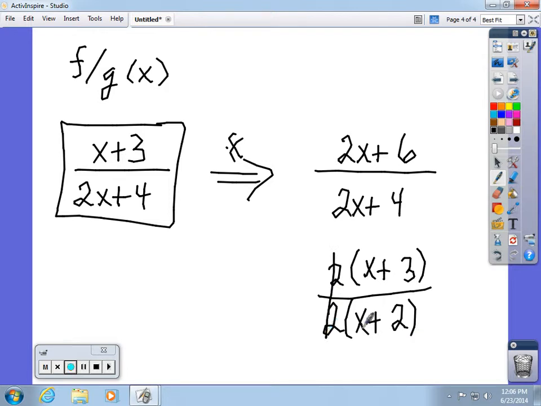You can't cancel this x with this x because this x belongs to this 3, and this 3 belongs to this x. Like husband, wife, whatever you want to call it. And here's another husband and wife right here. This one belongs to this one, and this one belongs to this one. These two can't get together because they belong to somebody.